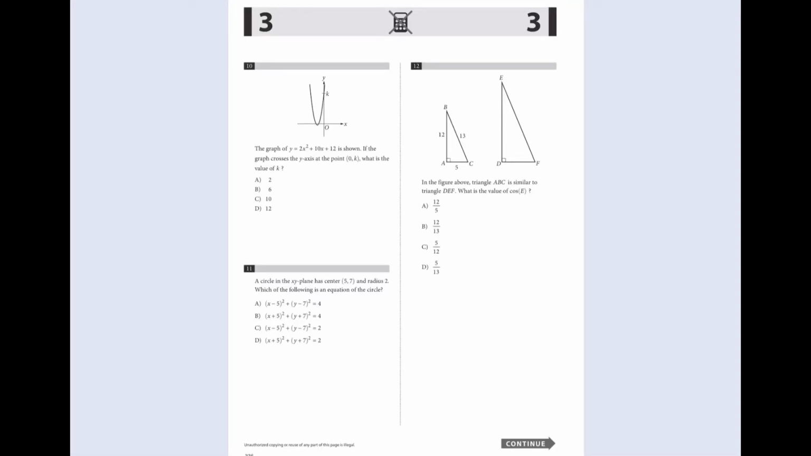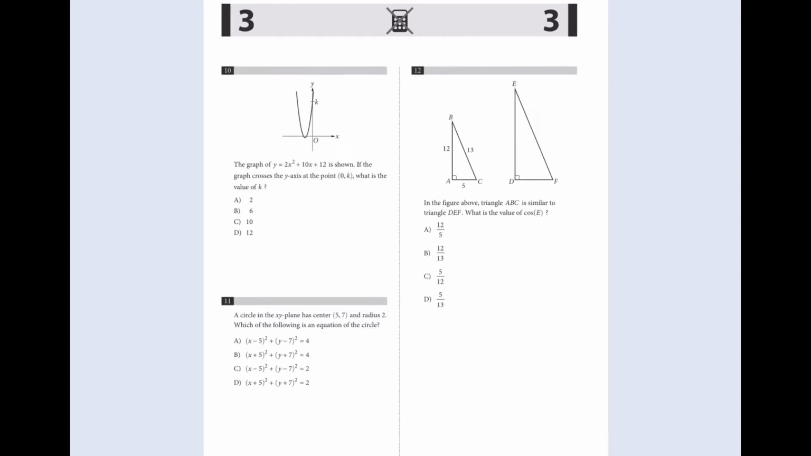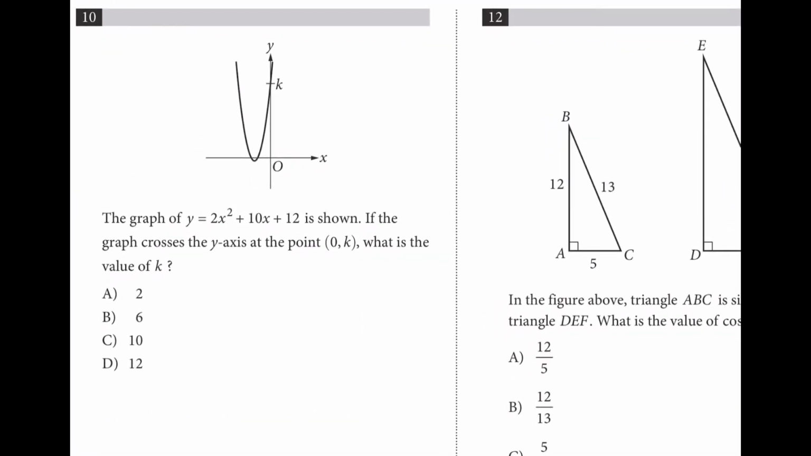Today's video is SAT Saturday video number 4, and this video will be going through questions 10 through 12. Let's get straight into it. In number 10, the question states, the graph of y equals 2x squared plus 10x plus 12 is shown. If the graph crosses the y-axis at the point (0, k), what is the value of k?